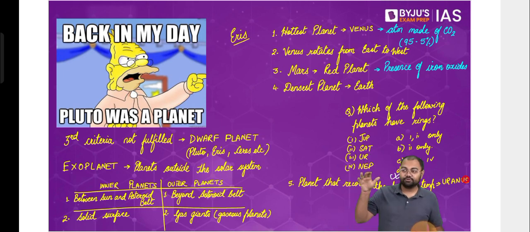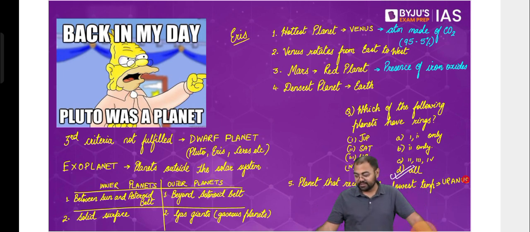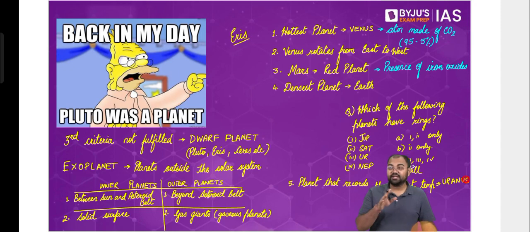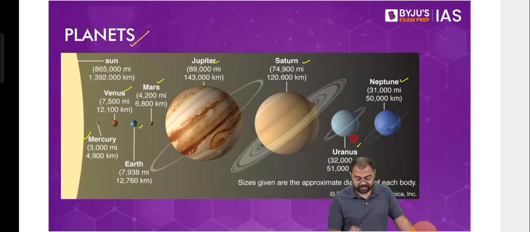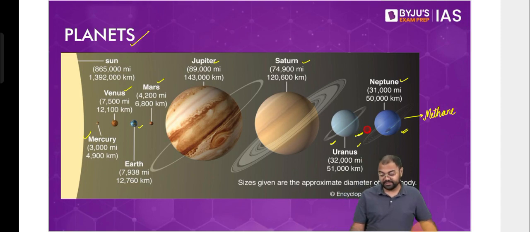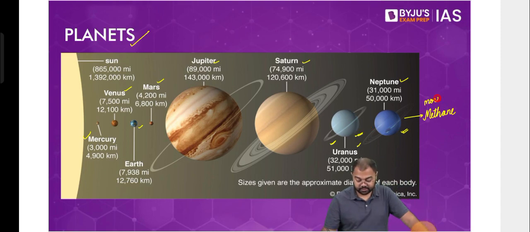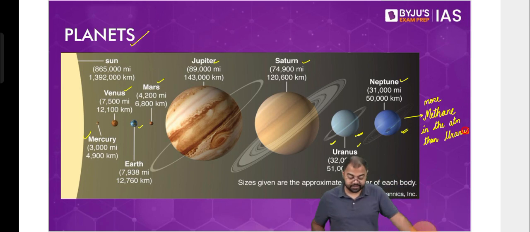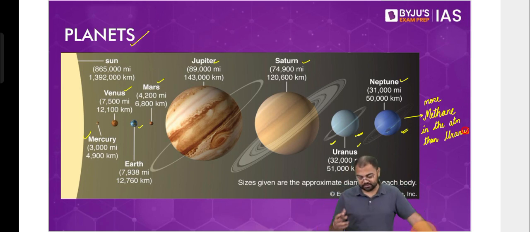The reason is that the atmosphere of both of these planets is made of methane, and that's why both of them have a bluish color. If you observe the pictures of these planets, Neptune has a dark blue color and Uranus has a light blue color. This blue color is mainly because of methane. But Neptune has more methane in the atmosphere than Uranus, and that is what makes it very, very cold.